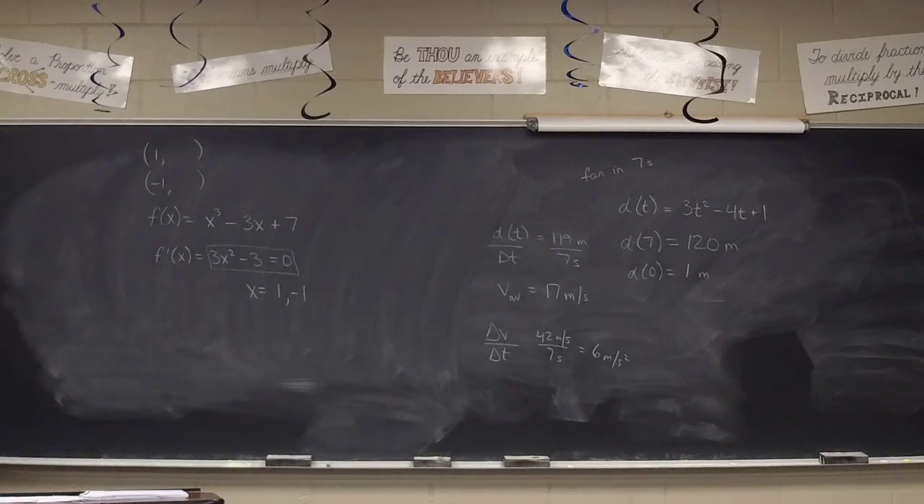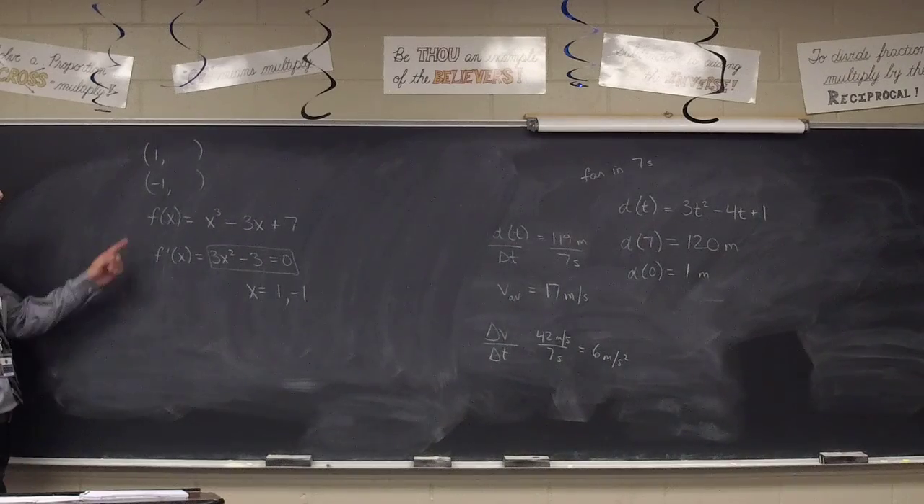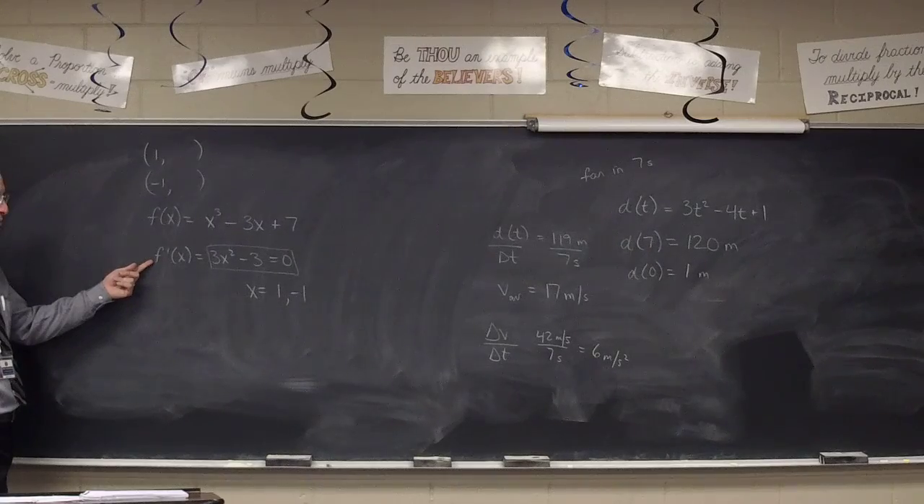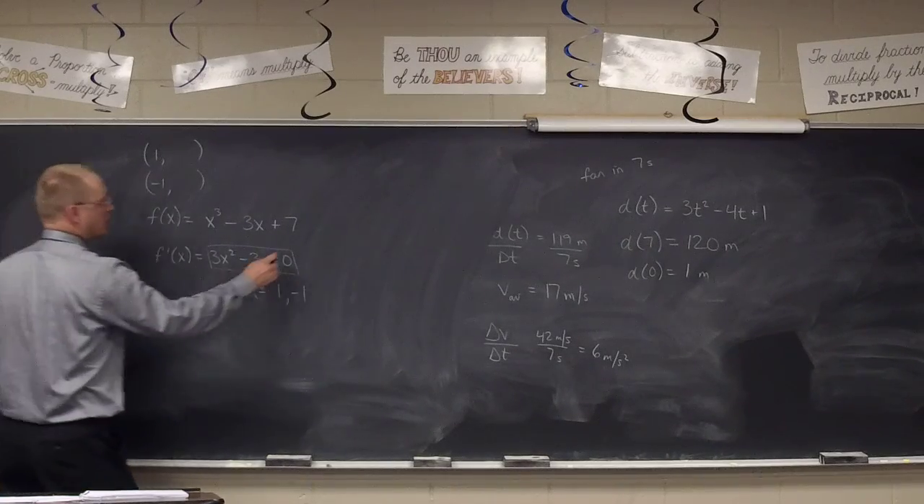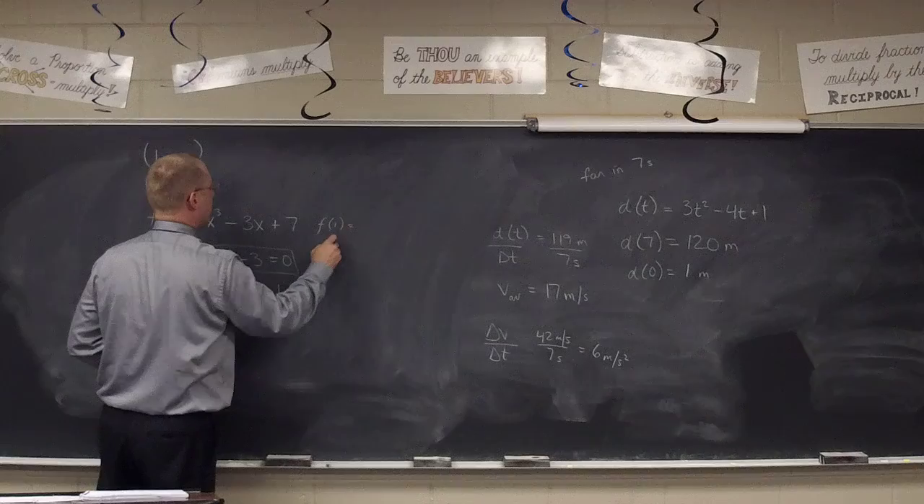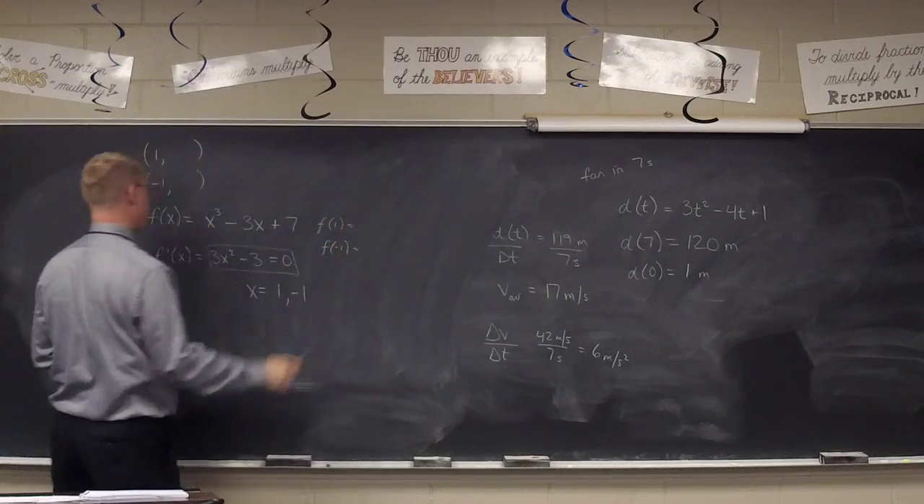But that's not a point. Those are just abscissas. We still need ordinates, the y values, the f of x values. How do I get those? Plug in 1 and negative 1 into the original f of x. Obviously, if you plug them in here, you're going to get 0, okay? Because the slope is 0 at those points. But we want the y value, so we're going to go here and find f of 1 and f of negative 1.